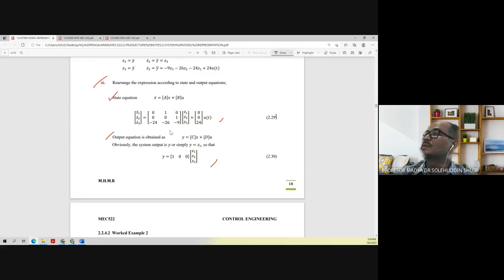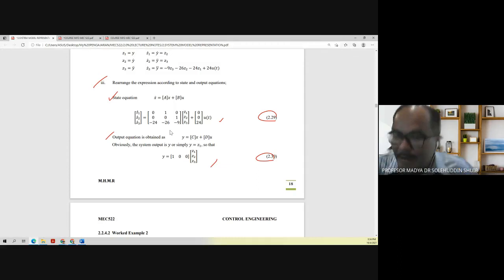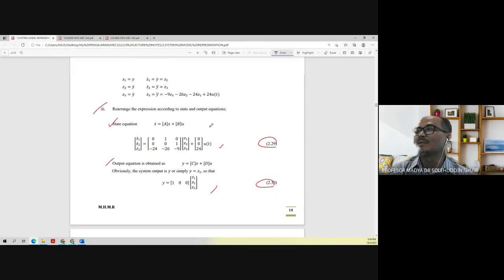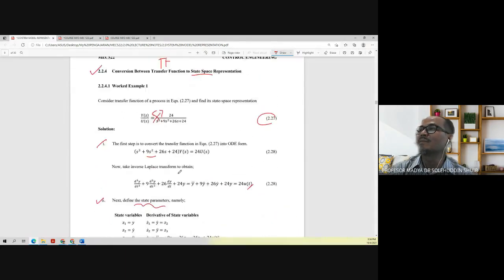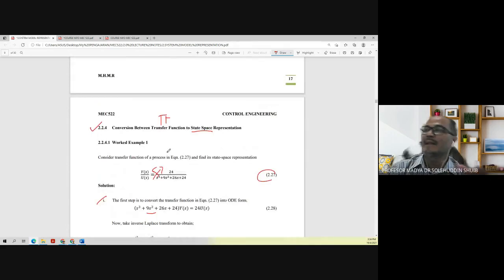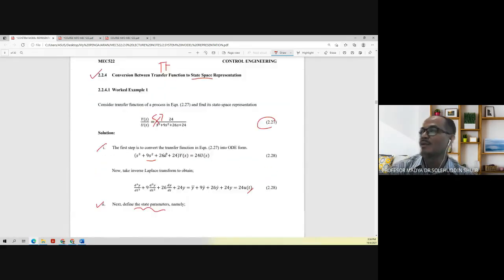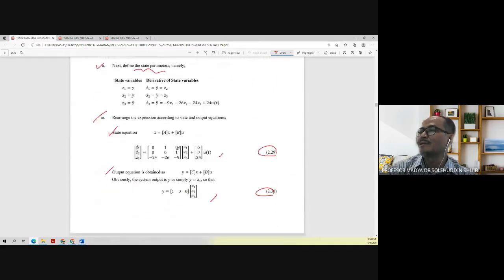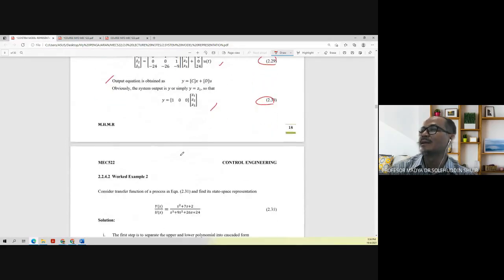So equations 2.29 and 2.30 mean you can do it back and forth. Once you obtain this, you can do it in the reverse way. To convert between transfer function and state space representation, you can of course do it using the steps that I have mentioned.